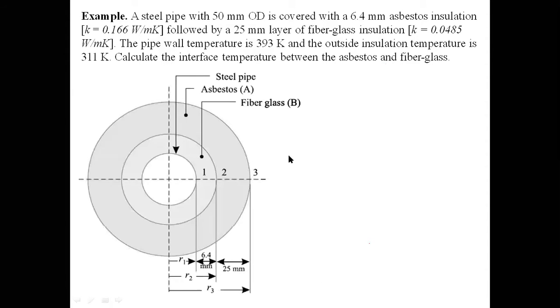So this is the drawing. Here you see this is R1, and this thickness from 1 to 2 will be 6.4 mm. It is given 6.4 mm asbestos sheet. So R2 equals R1 plus 6.4, and 2 to 3 is 25 mm, so R3 equals R2 plus 25 mm. So from this we get R1, R2 and R3. And K is given. Ka for asbestos, Kb for fiberglass is given. Kb equals 0.0485 for fiberglass and Ka will be 0.165.